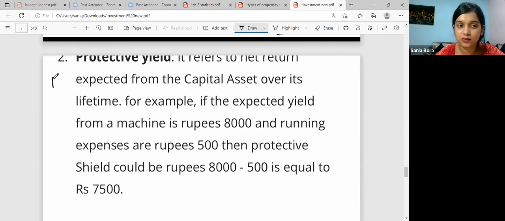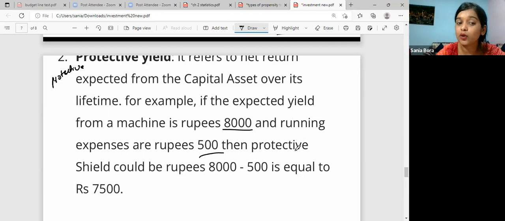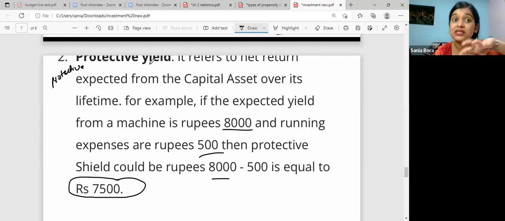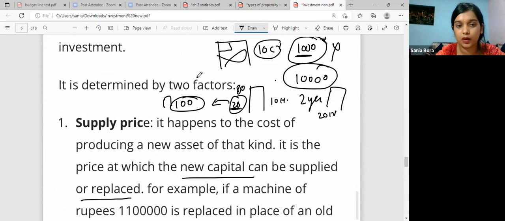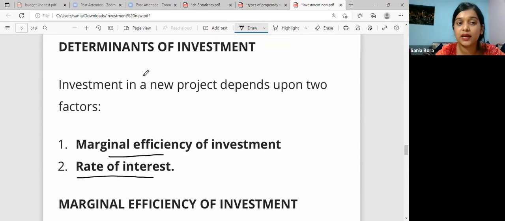Next is prospective yield. It refers to the net return expected. For example, if the expected yield for a machine is 8,000 rupees and running expenses are 500, then the prospective yield is 8,000 minus 500. So you are earning 7,500. This is your prospective yield, the safe side you will be getting. Clear? Okay, so you will first write the determinants of investment, then first and second.